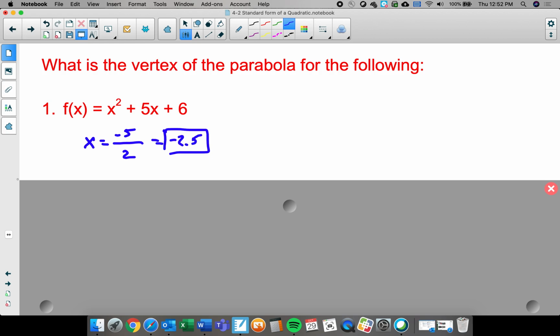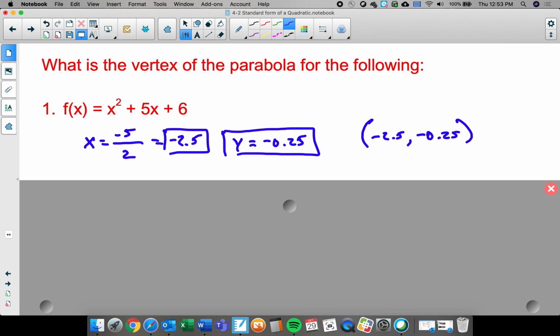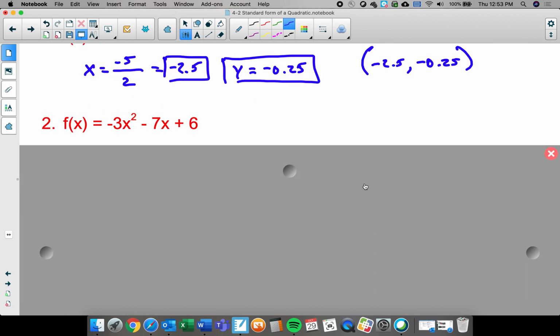We now take that and we plug it back in, and let me plug this in and see what we get. -2.5 squared plus 5 times -2.5 plus 6. We end up with a y-coordinate of -0.25, -1/4. So therefore, your vertex is the ordered pair, -2.5, -1/4. And there's what we have for that one. Okay. If we keep going, let's try another one here.